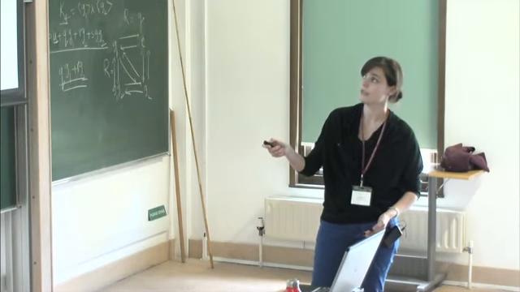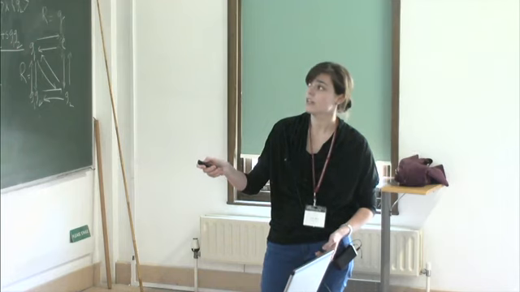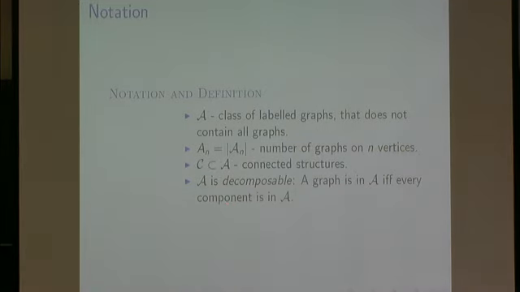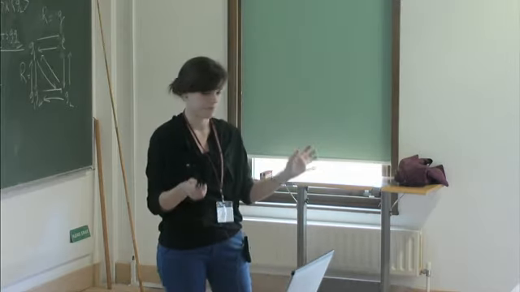Just quickly to recap, over the whole talk, a class of graphs is going to be script A. If I want to talk about the number of graphs on n vertices, the cardinality of that set, that's going to be capital N. And sometimes I need to talk about the connected structures in my class; that's C. And then I will focus a little later on this: I say A is decomposable if A is basically made up of connected components. So a graph is in A if and only if every component is in A.